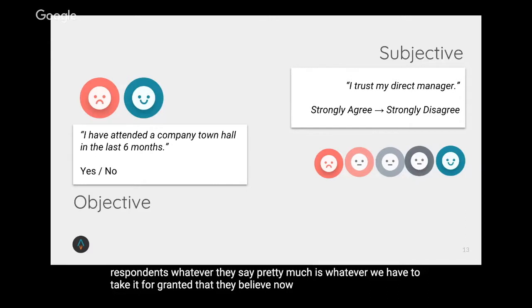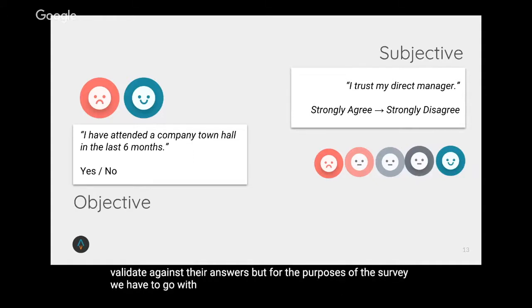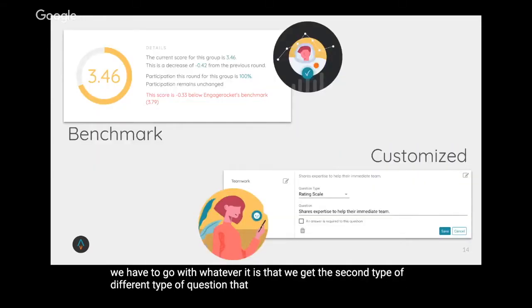Now, you can always apply statistics and post validation using objective metrics to validate against their answers. But for the purposes of the survey, we have to go with whatever it is that we get. The second type of question that you could ask would be benchmark questions or customized questions.